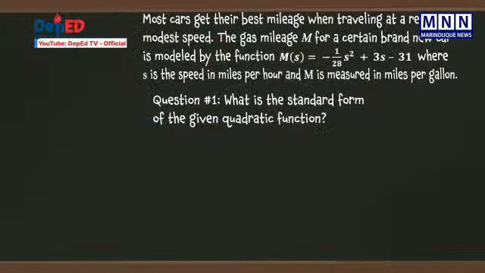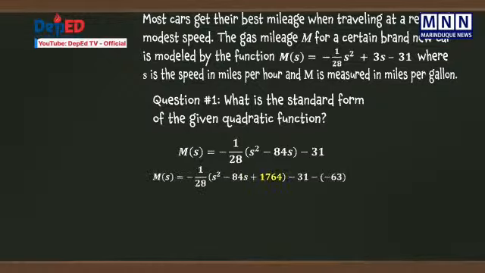Time is up. Separating the terms with the variable and factoring out the coefficient in the quadratic term, m of s must be equal to -1 over 28 times the binomial s squared minus 84s minus 31. We complete the square by adding the square of the half of -84, which is 1,764, to the binomial in the parentheses. Then, we subtract from -31 the product of 1,764 and -1 over 28, which is -63. This can be rewritten as m of s equals -1 over 28 times the square of the binomial s minus 42 plus 32. And this is already the standard form of the function, also known as the vertex form.